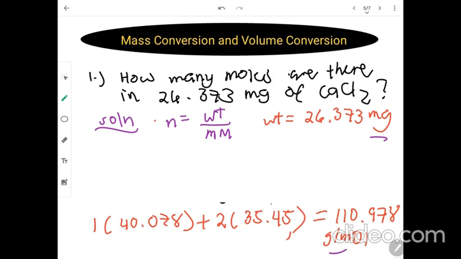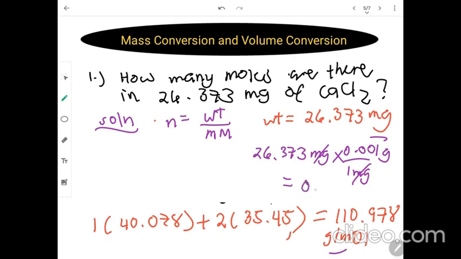Okay? So first, let's have here 26.373. Take note, we have milligrams times, we have a conversion value for 1 milligram, that is equal to 0.001 grams. Then we can cancel this milligrams. 26.373 times 0.001. So we have here our value of 0.026373. Okay, and with the unit grams.